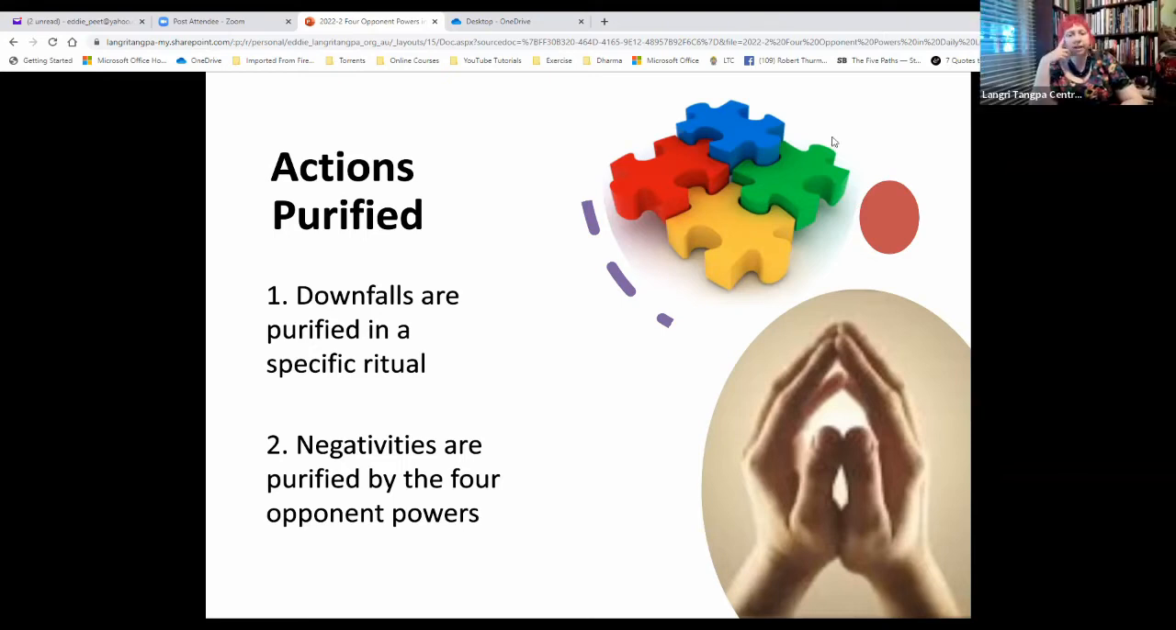Eddie, is that because the downfalls are to do with, say, having broken vows, and the vows we've taken in a specific ritual, so it needs to have that kind of formality and awareness brought to it to purify? I think that's a really nice way of putting it. I've never heard it said that way, but that makes real good sense to me. I'd say, yeah, quite likely.